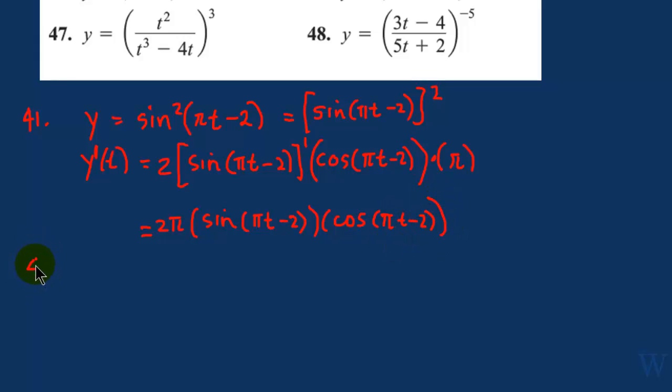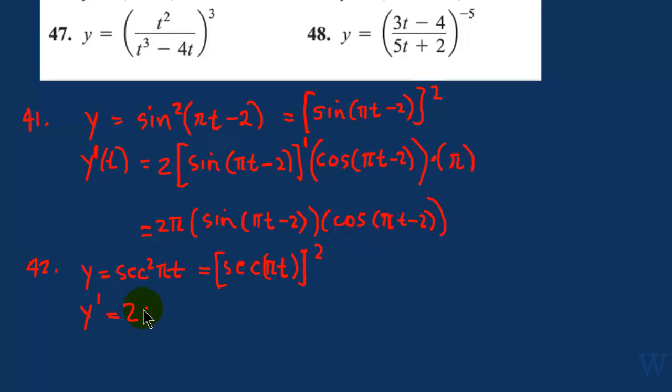Let's work on number 42. Y is equal to secant squared pi t. Again, the big picture here is that secant was squared. So the first thing we need to do, of course, is rewrite that as secant of pi t, whole thing squared. If I want to take the derivative of y with respect to t, I look at the big picture. It's a squared term, so apply the power rule first.